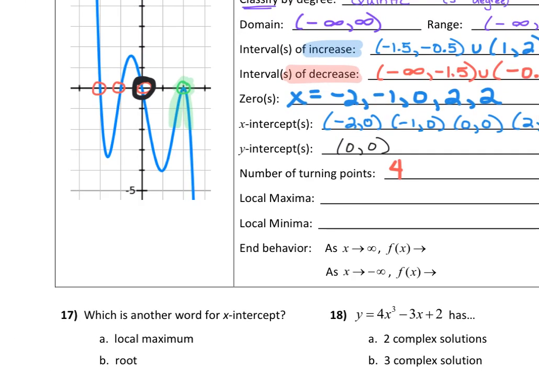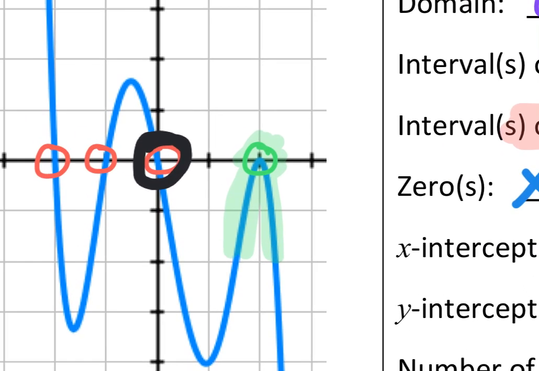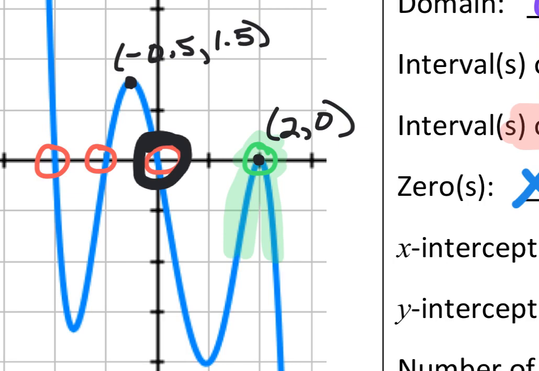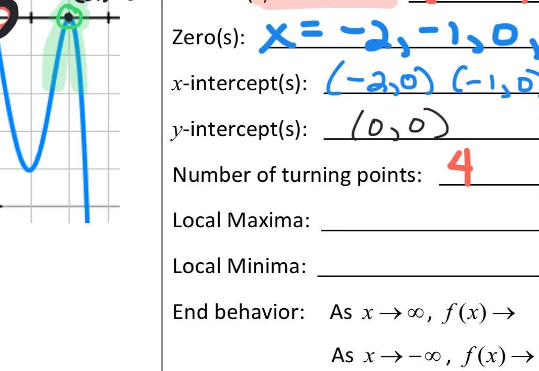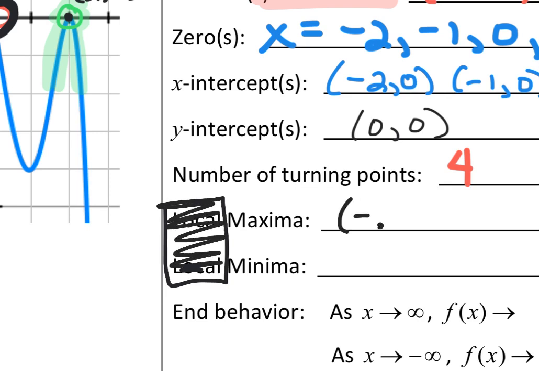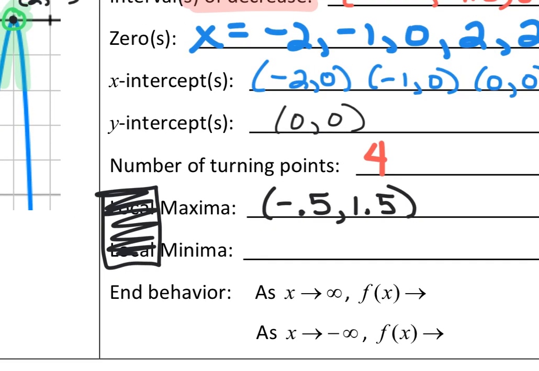And those maxes and mins that we said were the 4 turning points, these maxima, let's say that's negative 0.5 and positive 1.5. And this one here is 2, 0. So those are maxima. And I apologize, I shouldn't have put those words local. I told you we weren't going to do local. So your maxima are negative 0.5, comma 1.5, and then 2, comma 0.